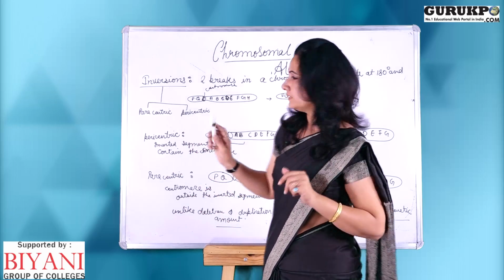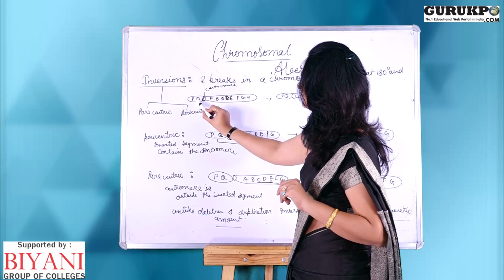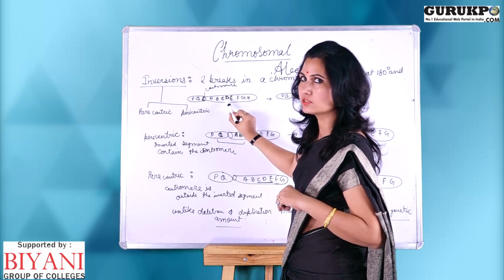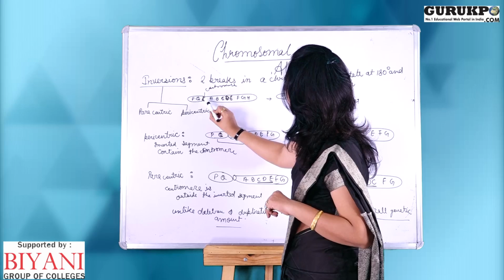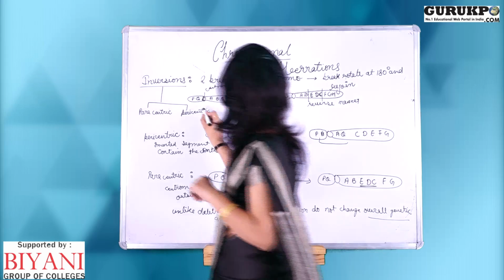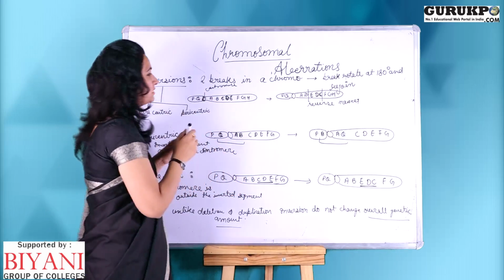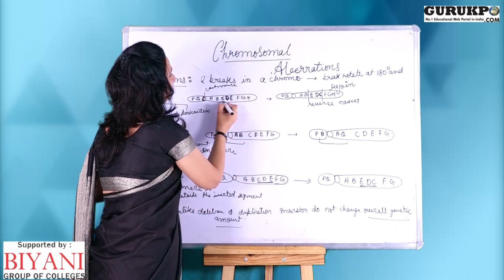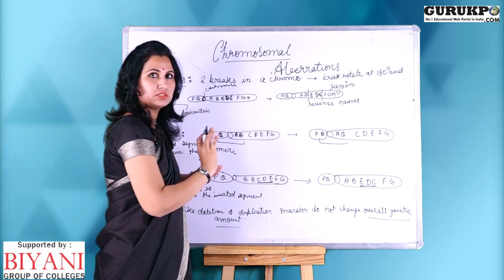Like in the diagram you can see there is the smaller arm of a chromosome and the larger arm of the chromosome, and the centromere is there inside. The smaller arm contains P and Q genes, whereas the longer arm contains A, B, C, D, E, F, G, H genes.